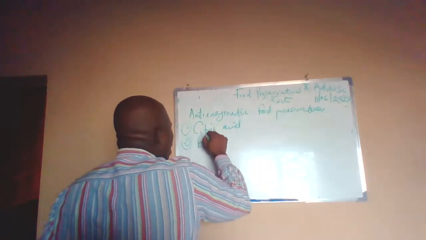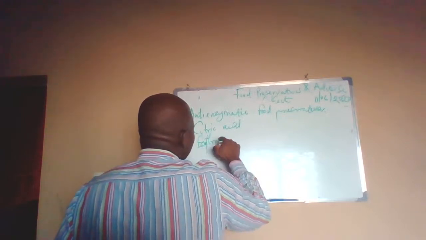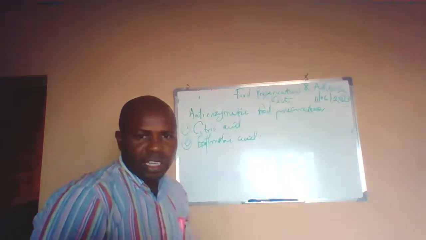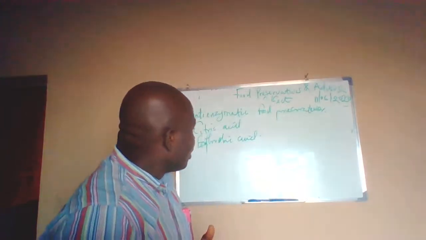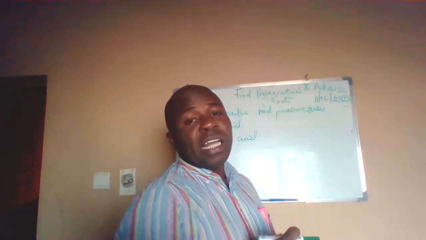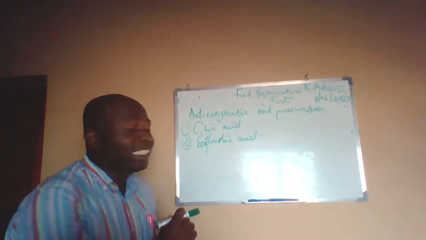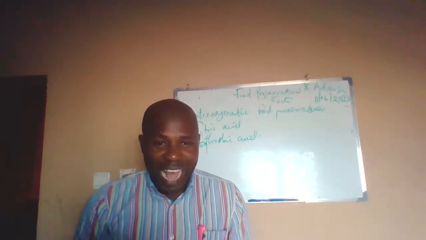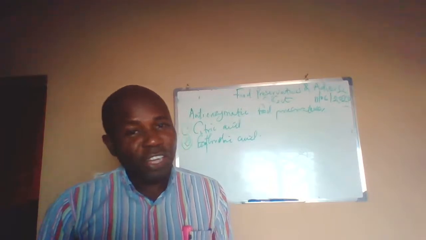Number 2, erythorbic acid is found in sugar, precisely. The citric acid and erythorbic acid are food additives that are classified under anti-enzymatic food preservatives. And from the word anti-enzymatic, we can quickly guess their major function.